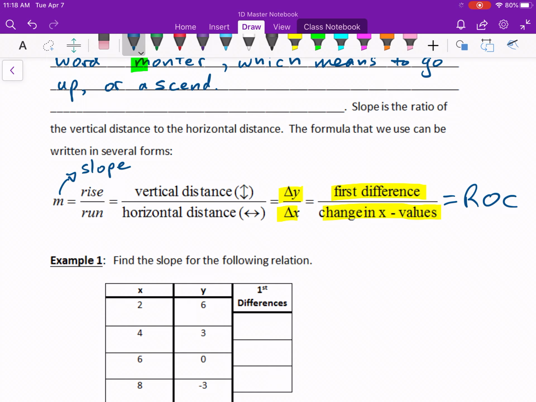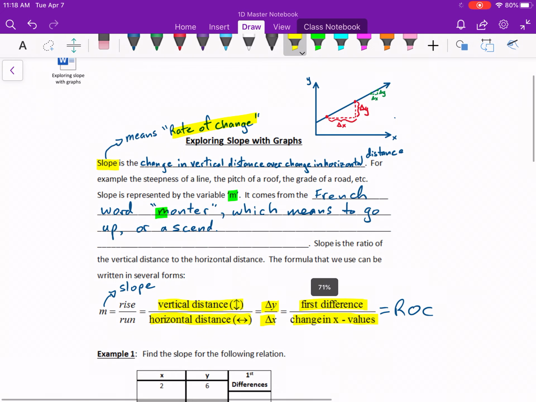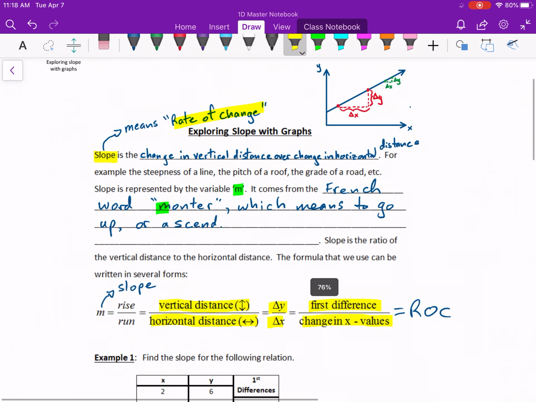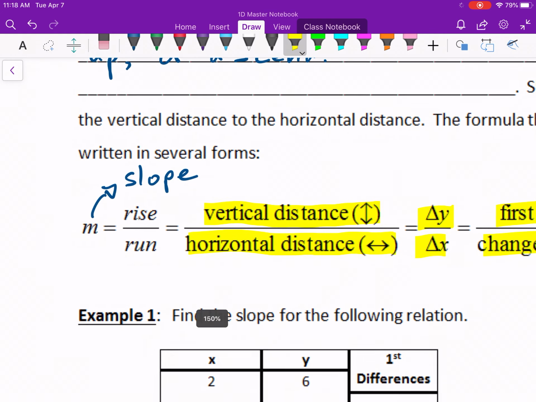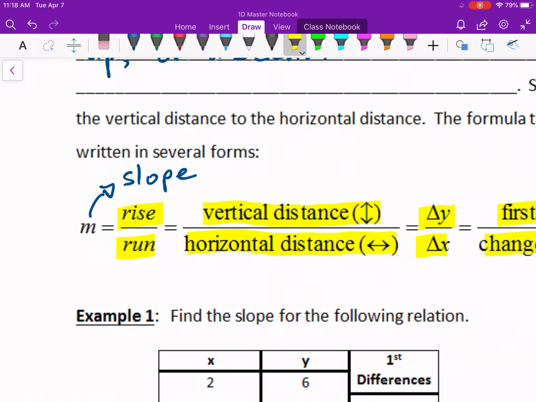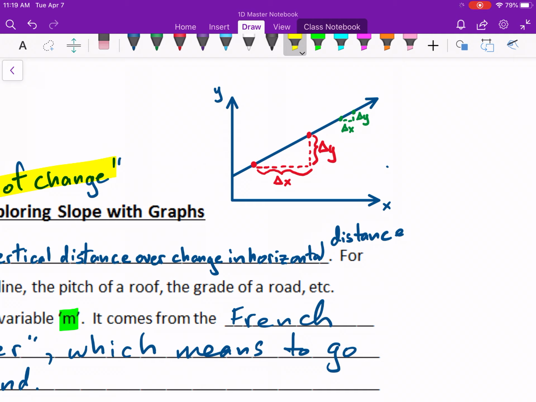M is equal to the vertical distance over the horizontal distance. I'm kind of working backwards here as I read through this equation. Vertical distance over horizontal distance, we just saw that on the graph. Vertical distance is delta y, horizontal distance is delta x. And in common terms, we call that the rise over the run. Rather than saying vertical distance divided by horizontal distance over and over, we say rise over run. That should bring to mind what we're talking about.